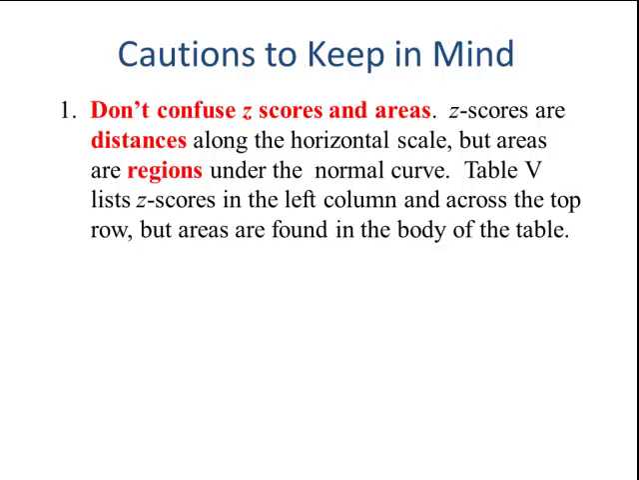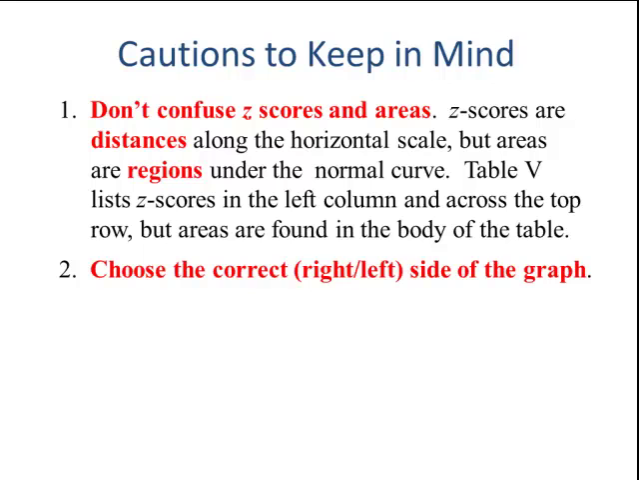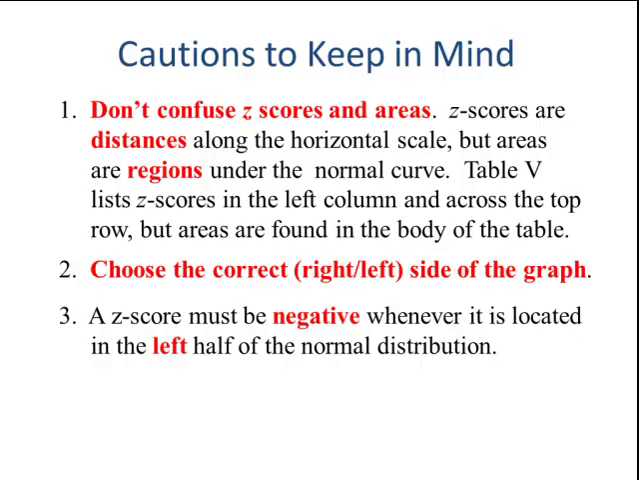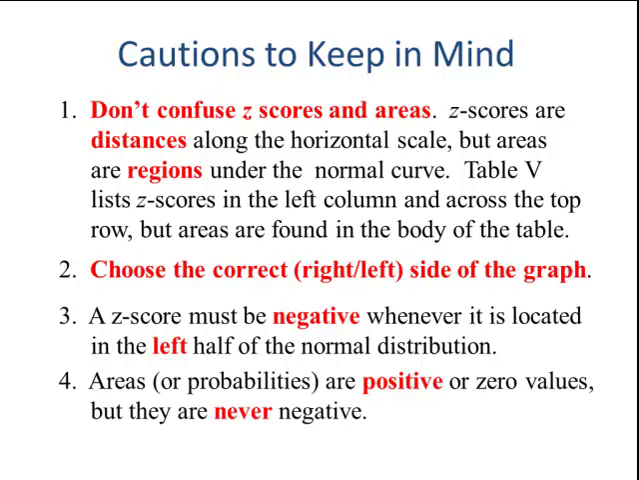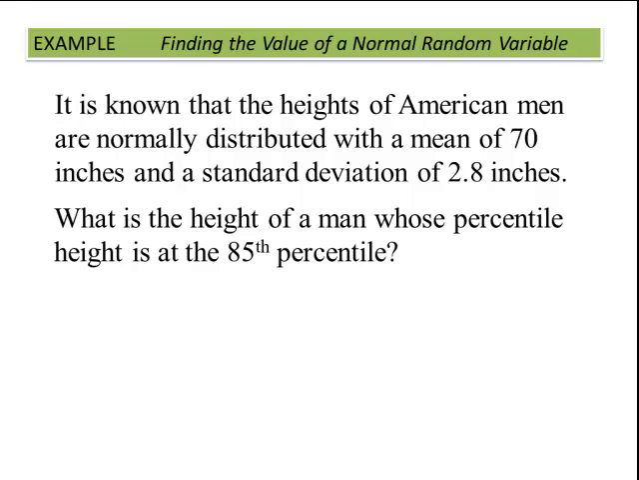Table 5 lists z-scores in the left column and across the top row, but the areas are found in the body of the table. Choose the correct left or right side of the graph. A z-score must be negative whenever it is in the left half of the normal distribution. Areas or probabilities are positive or zero values, but they are never negative. Let's look at an example.